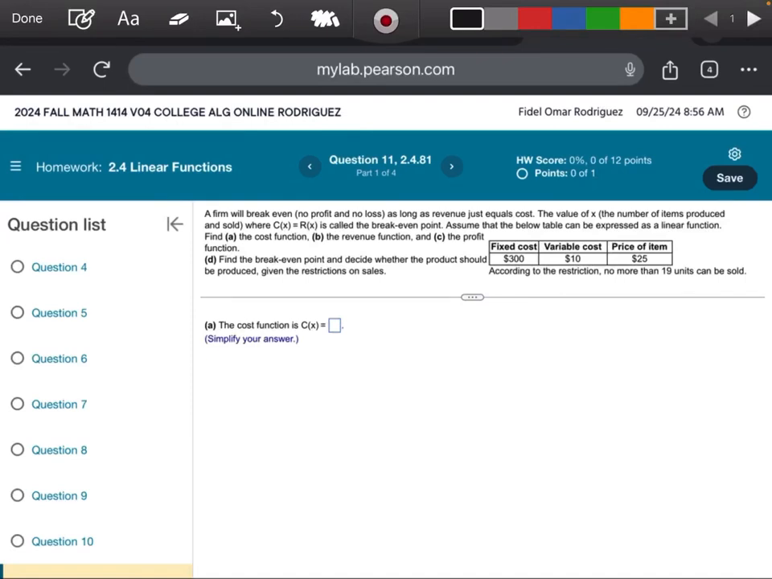All right, y'all, this is number 11 out of 2.4. One of our classmates asked if I could help go through the problem here. So let's see what we got here.